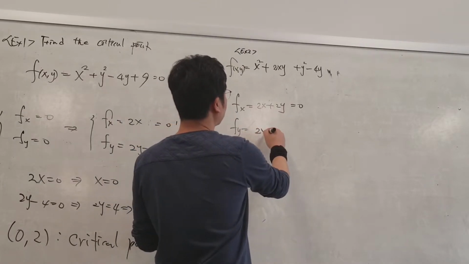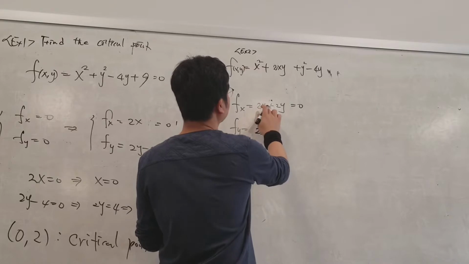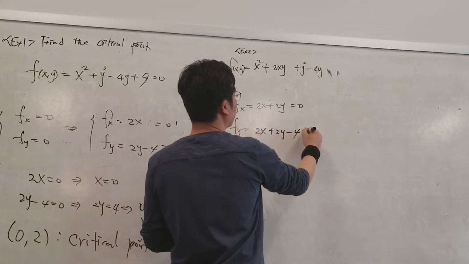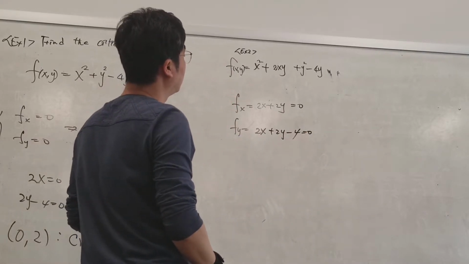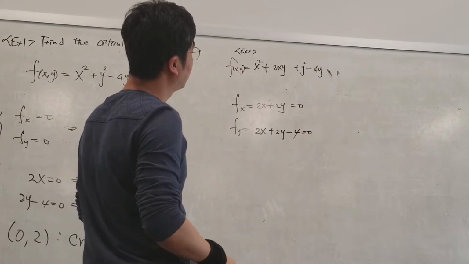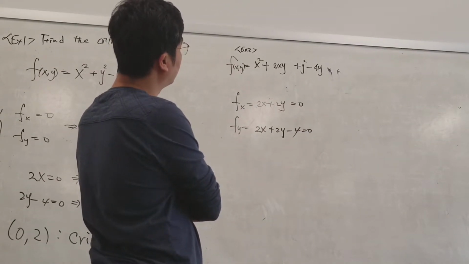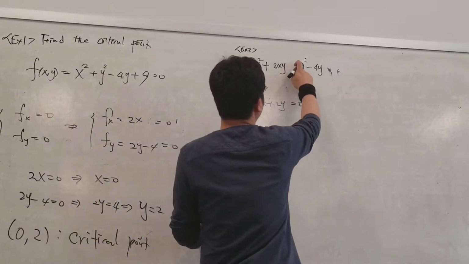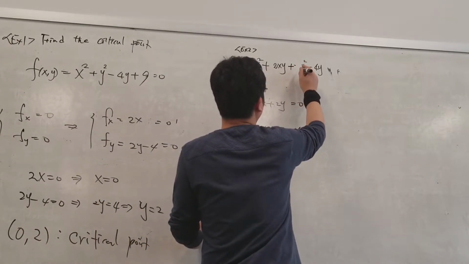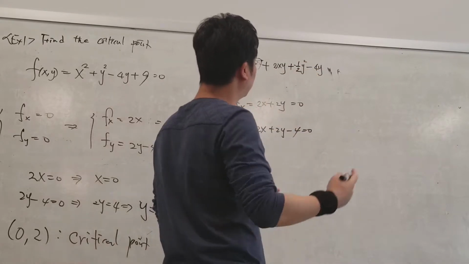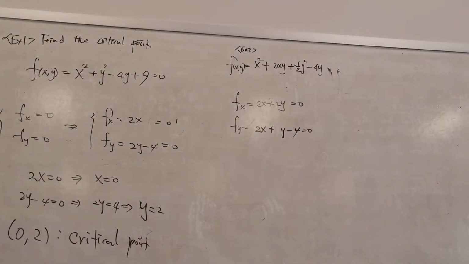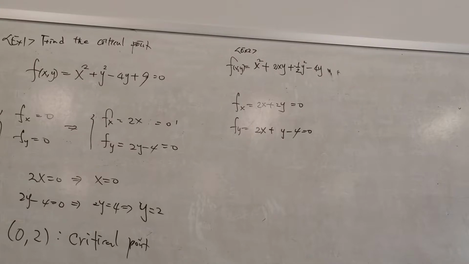2x. 2y. Oh, this is 2y, 2x, right? Yeah. Plus 2y minus 4 is equal to 0. Wait, no, 2x. I need something more. Let's change this one. 1/2. Then it should be 5. So this one will be y. Good? Yeah. Is this okay?